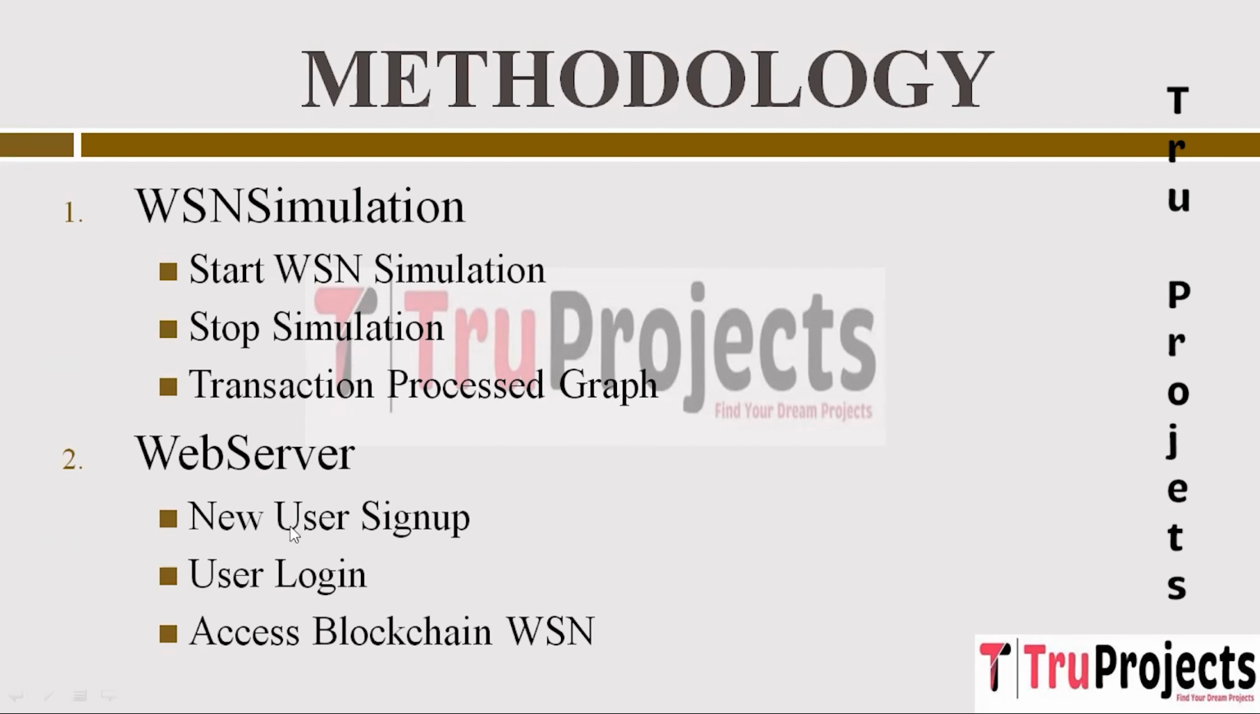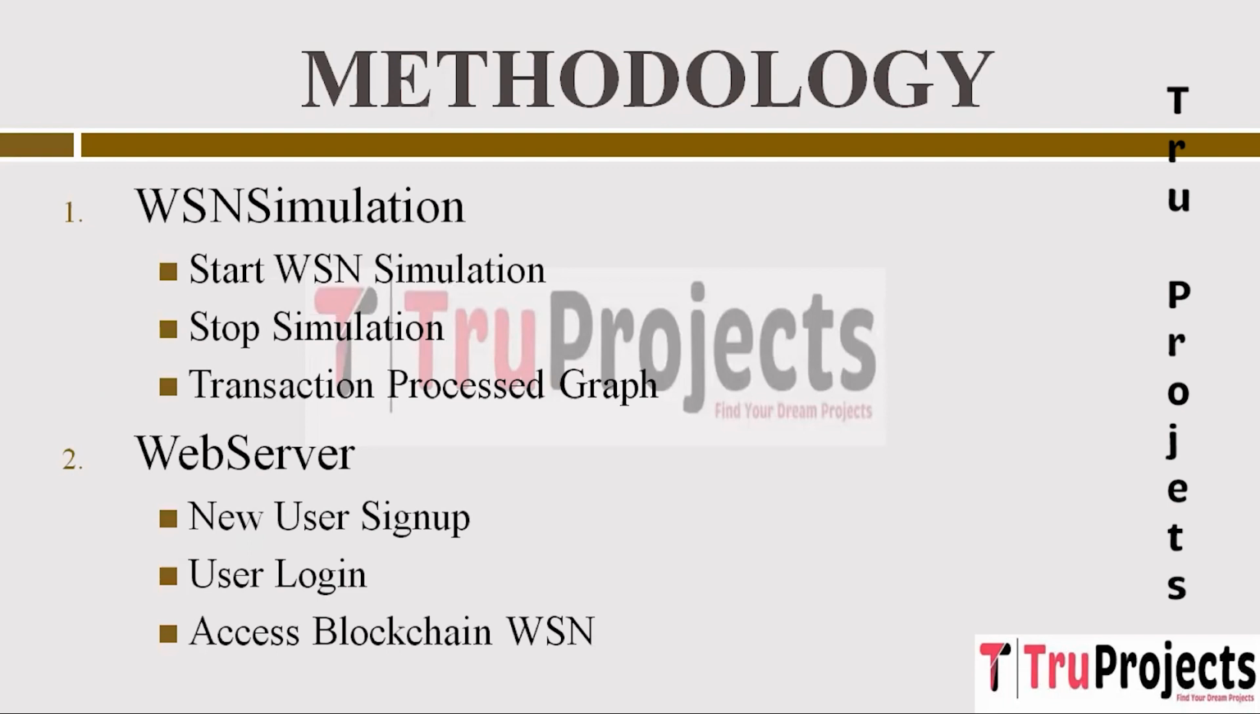So the first feature in the Web Server is New User Signup. In this feature, new users can create accounts by signing up. Users provide their details to create a secure account for accessing Internet of Things sensor data stored in the blockchain. The second feature is User Login.